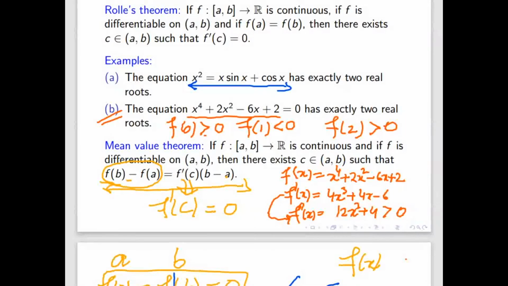What does it mean? f dash can have at most 1 root. Because if f dash has 2 roots, then according to the mean value property, there exists 1 root of that derivative in between. That is not possible, because the third derivative doesn't have any roots. So f dash can have at most 1 root, and that means f can have at most 2 roots. So it has at most 2 roots and at least 2 roots, that means exactly 2 roots.